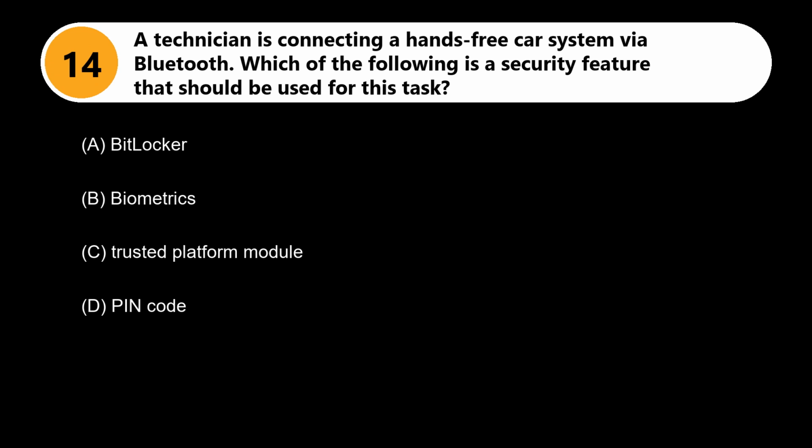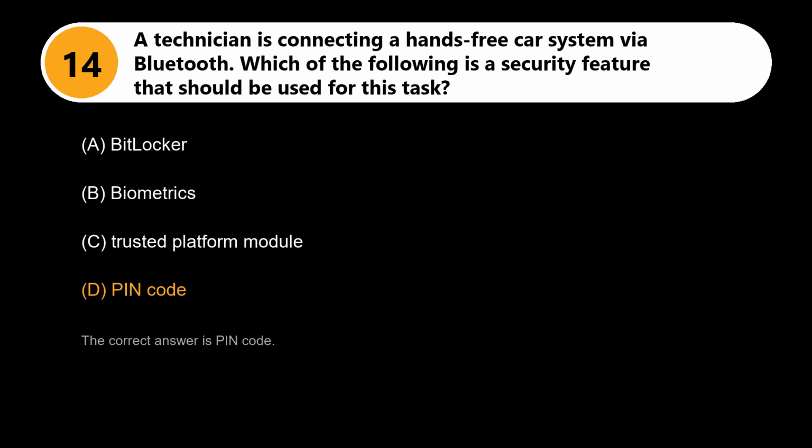Question 14. A technician is connecting a hands-free car system via Bluetooth. Which of the following is a security feature that should be used for this task? Option A, BitLocker. Option B, biometrics. Option C, trusted platform module. Option D, PIN code. The correct answer is option D, PIN code.